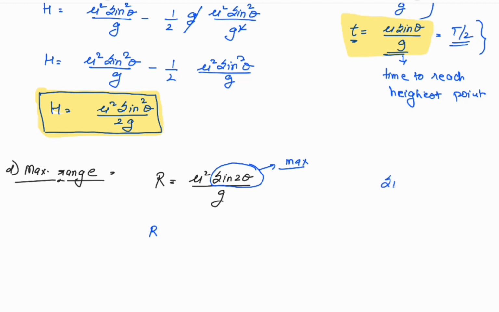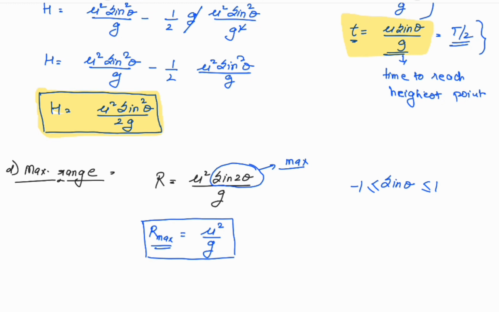Okay, we know the maximum value of sine theta is 1, because the value of sine theta lies between minus 1 and plus 1. It means the maximum value we can take for sin 2 theta is 1. So can I write R max will be equal to u square divided by g, because we have taken sin 2 theta as 1. This is the maximum value of range that we can get. If we are throwing a projectile with this much initial velocity, the maximum range we can get is this much.